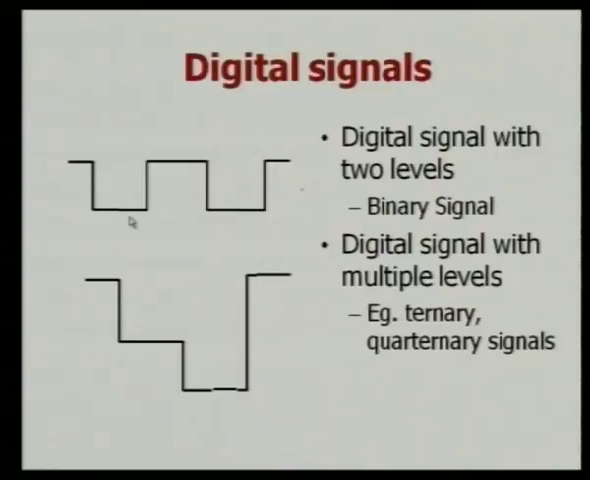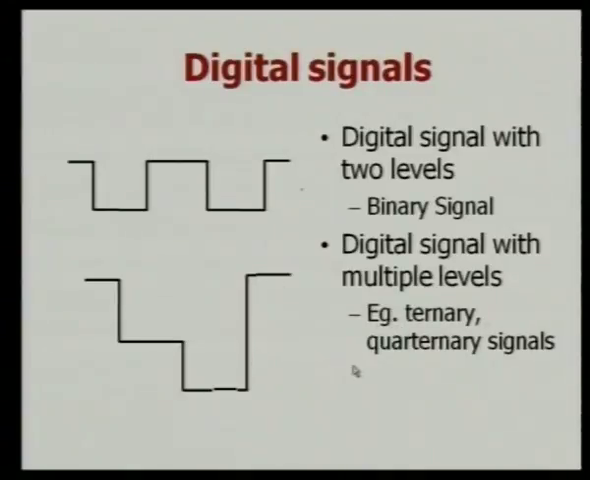So in a binary signal you only have 2 levels. One level represents, say, a value Vmax and another level represents a value Vmin. Whereas when you have multiple levels, then you have V1, V2, V3, 3 different levels that are represented in this kind of signal. When you have 3 different levels represented, it's called a ternary signal.